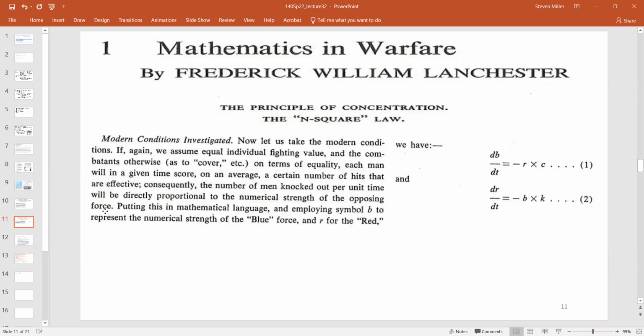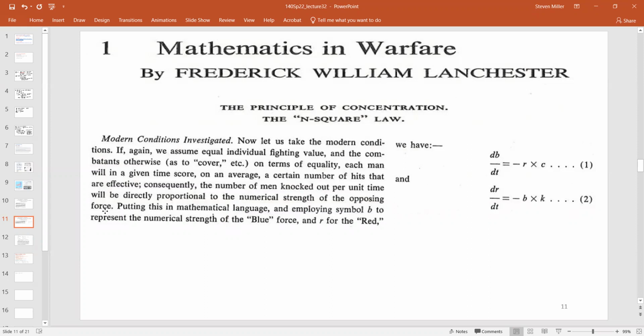Again, we're not allowing ships to be captured in this model. The amount that the blue fleet is decreasing is proportional to the number of red ships. Does that make sense? The more red ships you're facing, the more destruction you have. And the proportionality constant is related to how effective the ships are. So what might you want to assume about C and K? So C might be the effectiveness of the red fleet, K would be the effectiveness of the blue fleet.